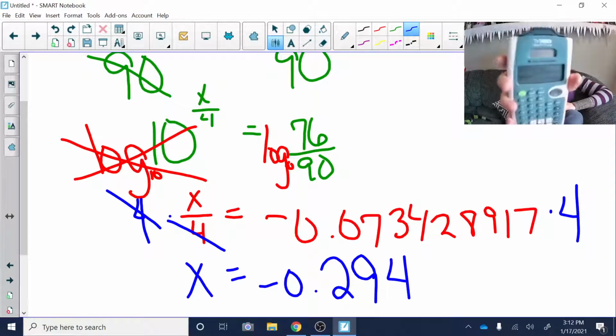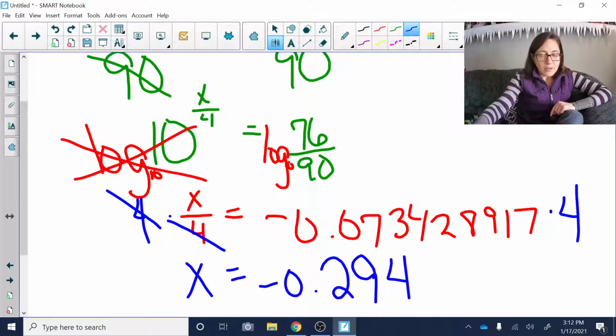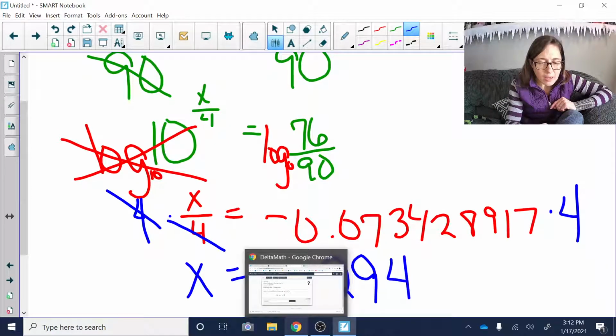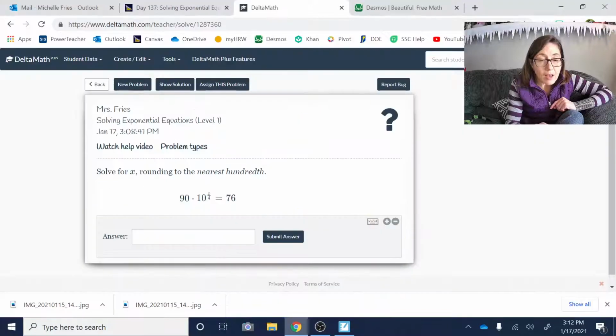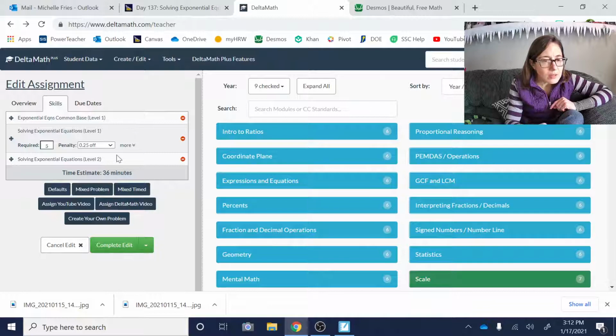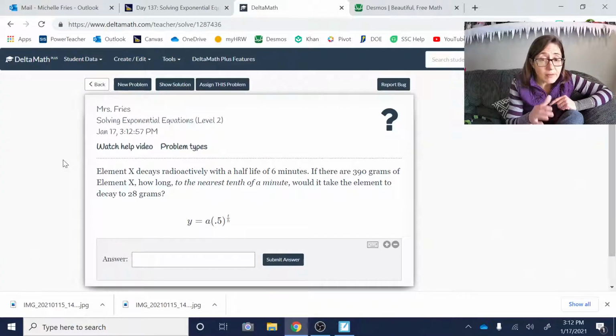That's what I would round that to. So there is that, solving that equation. Let's see what this would look like in a story problem. This is my favorite part about exponentials, that they're very useful. This one looks like it is about something decaying.